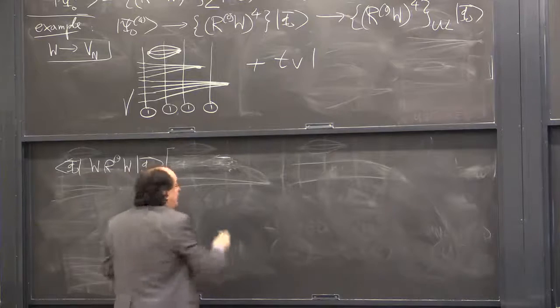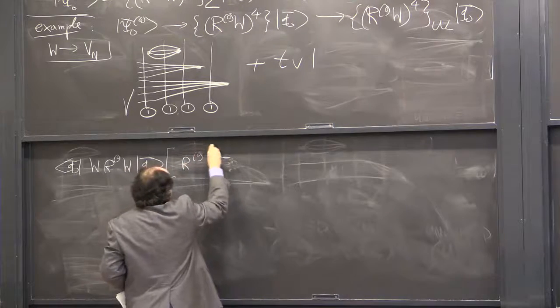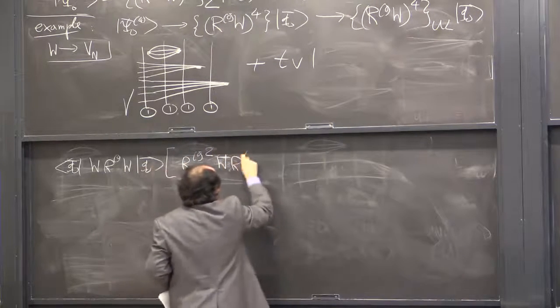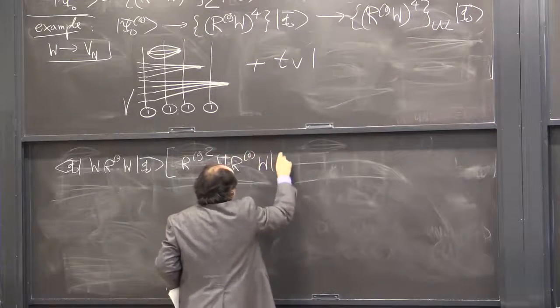So that means that these first four diagrams that I marked with red represent what I started writing too early: R0 squared, W, R0, W phi 0. That's what they represent.